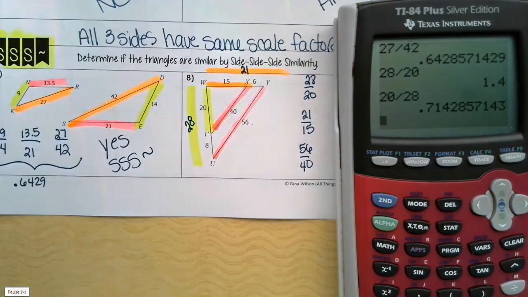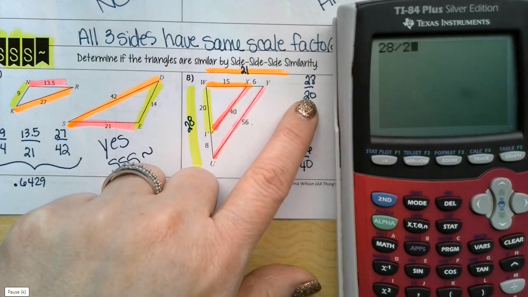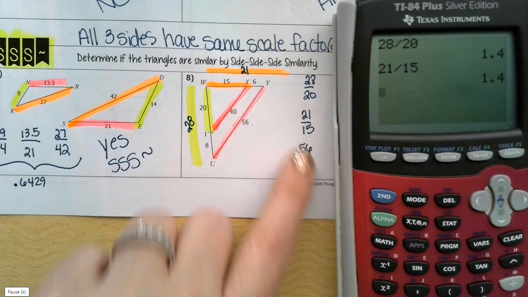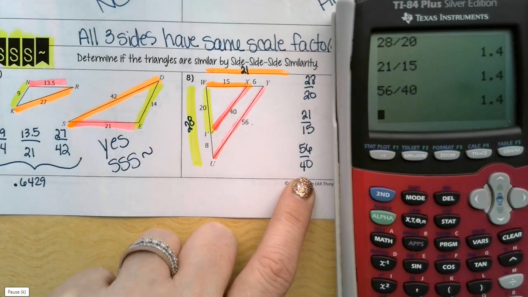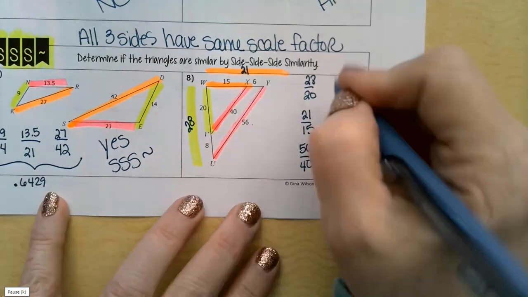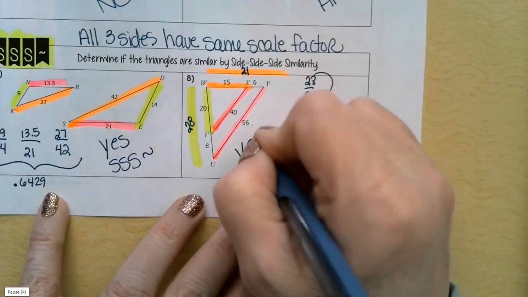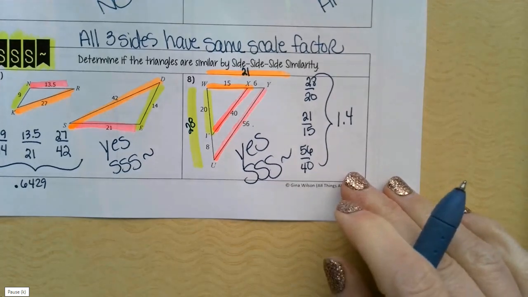It doesn't matter as long as you're staying consistent. Okay, so I've got 28 divided by 20, 21 divided by 15, and 56 divided by 40. It's that easy, folks. Once you do the highlighting and you get everything that goes together, I know that all of these equal 1.4, so that's a yes. Side, side, side, similarity.